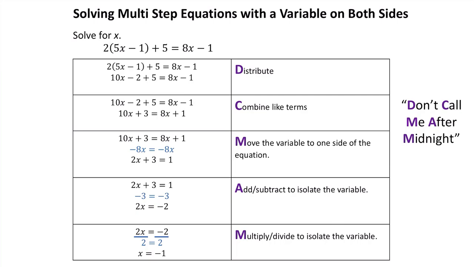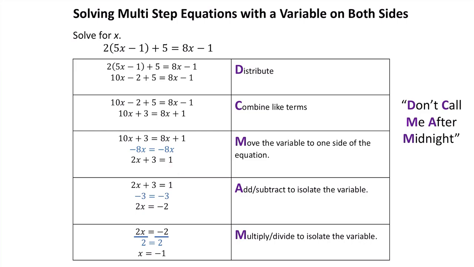Now we're going to combine the like terms, which are this negative 2 and 5 on the left side of the equation. Those combine to form plus 3. Now we need to figure out how to get all our variables on one side of the equation, so we're going to move the 8x to the left side. In order to do that, I need to do the opposite operation, because that's the only way to move something to the other side of the equal sign. So I'm going to subtract 8x from both sides, which gives me 2x plus 3 equals 1.